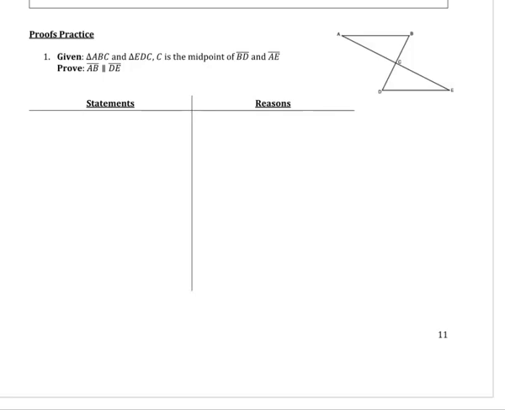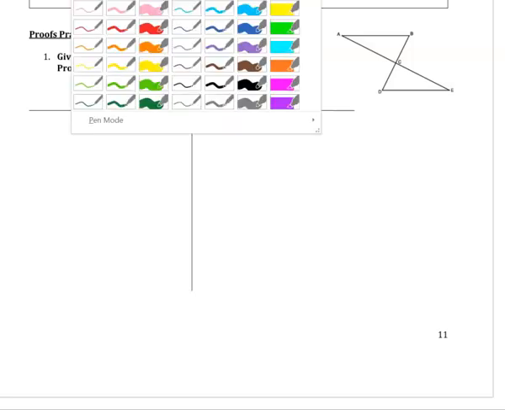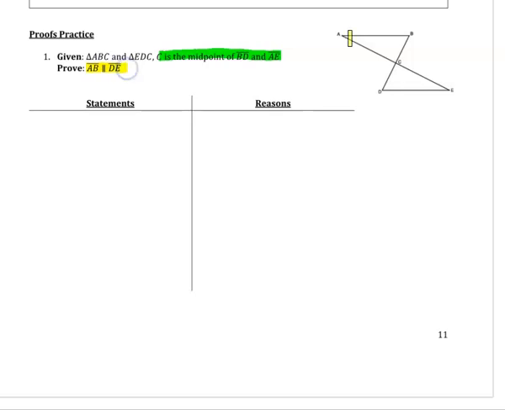So here we are looking at number 1, where I'm giving you triangles ABC and EDC, where C is the midpoint of BD and AE. I want to prove that two lines are parallel, AB and DE. So I'm just going to highlight those so that they stand out. All right, so I'm looking to make these two lines parallel. The way to prove lines are parallel is by showing angles are congruent. So that could be alternate interiors, corresponding angles, alternate exteriors, things like that.